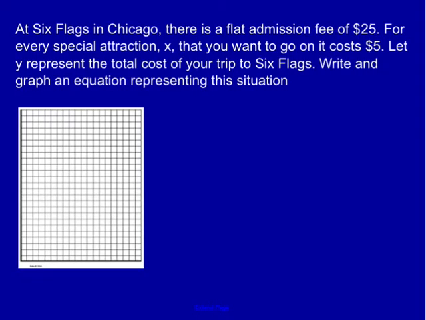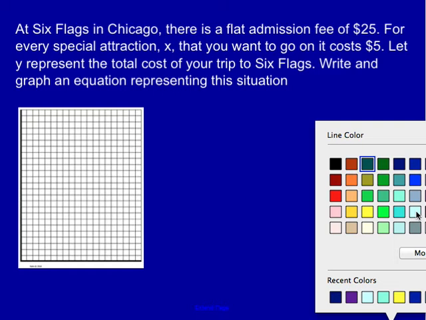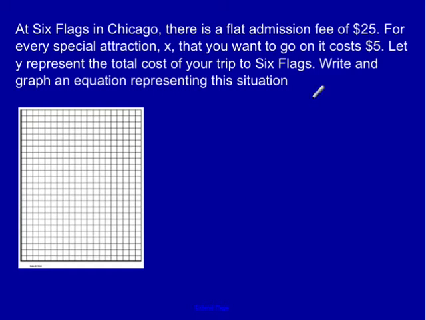At Six Flags in Chicago, there's a flat admission fee of $25. So what I know about that is that X doesn't matter. So we show up, it's going to be $25. For every special attraction, X, you want to go on, it costs $5. And so Y represents the total cost of our trip to Six Flags.